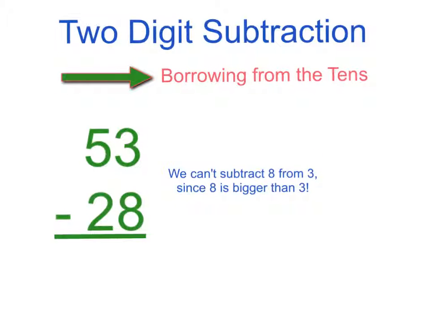In this video, we are going to learn about two-digit subtraction, but not just any subtraction. All of these examples will be examples where we have to borrow from the tens. So if you just take a quick look at this example, 53 minus 28, we get stuck because we can't do 3 minus 8. We can't subtract 8 from 3 since 8 is bigger than 3. So this video is all about how we do two-digit subtraction where this scenario happens, where our bottom number is bigger than our top number. So keep watching to learn how.